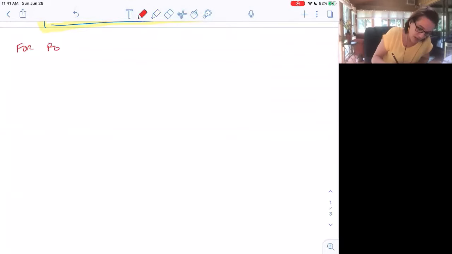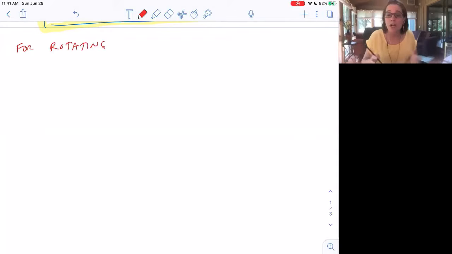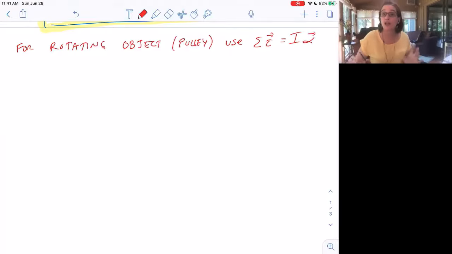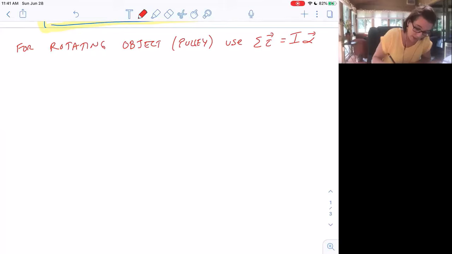So for the rotating objects, I follow the steps that we just learned about applying Newton's second law to a single object that's rotating. So for rotating objects, in this case, the pulley, I'm going to use the sum of torques is equal to I alpha. So I'm going to have to then draw my extended free body diagram of the pulley. So there's my pulley.